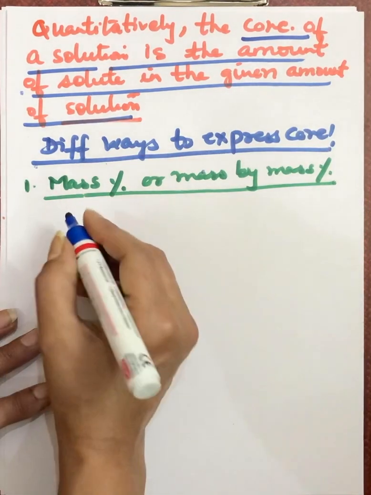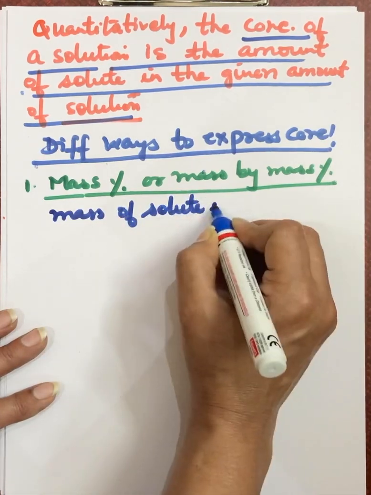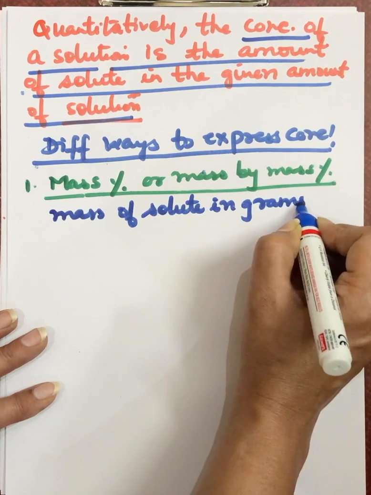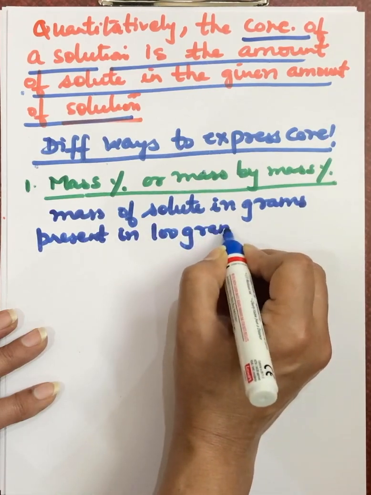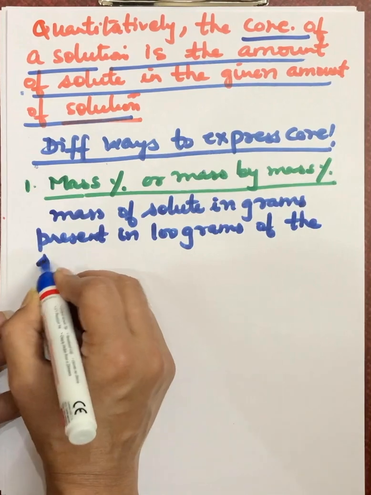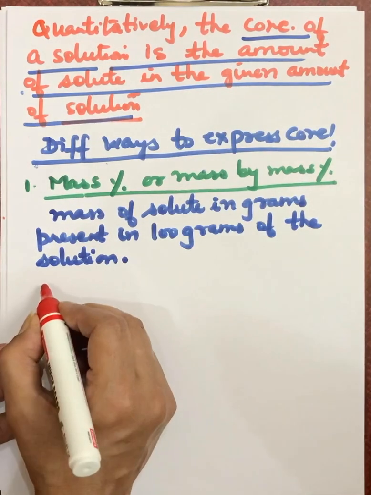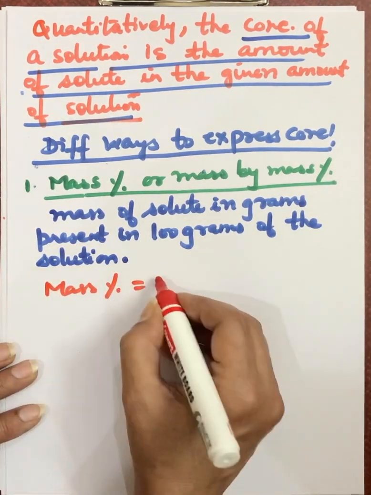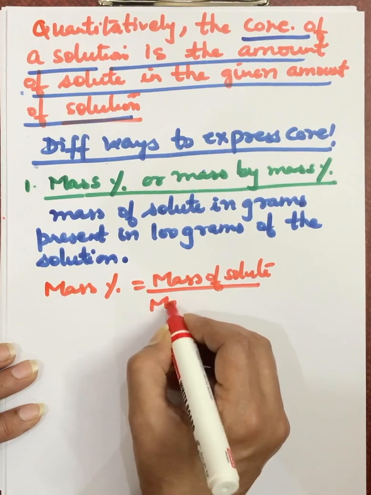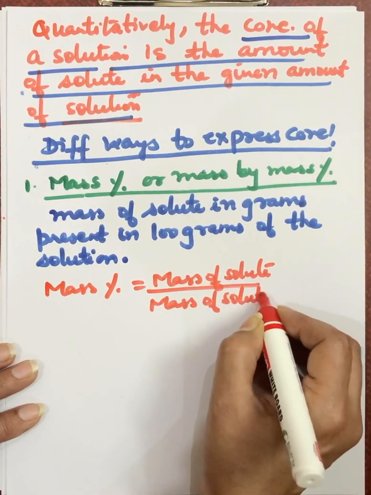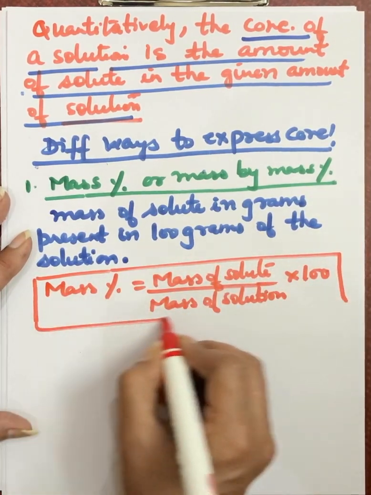So we will define this as mass of solute in grams, because it is percentage by mass, present in 100 grams of the solution. And the formula to calculate this, there are numericals based on this thing. So mass percentage is equal to mass of solute upon mass of solution, into 100. This is the formula to calculate the mass percentage of solute.